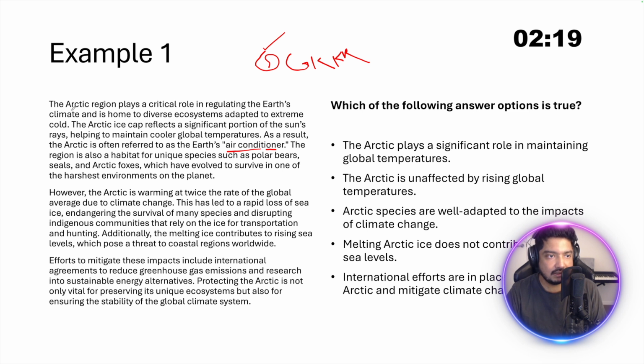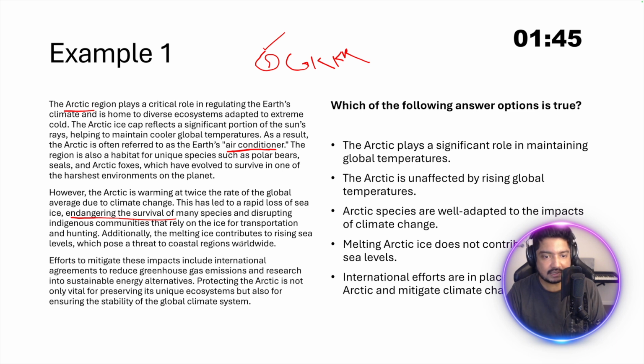The keywords. So the keyword that I identified in here is the Arctic, and I noticed that it acts as an air conditioner, which is good. The region is also habitat for unique species such as polar bears, seals, and Arctic foxes, which have evolved to survive in one of the harshest environments on the planet. However, the Arctic is warming at twice the rate of the global average due to climate change. This has led to a rapid loss of sea ice, endangering the survival of many species, disrupting communities that rely on the ice in transportation and hunting.